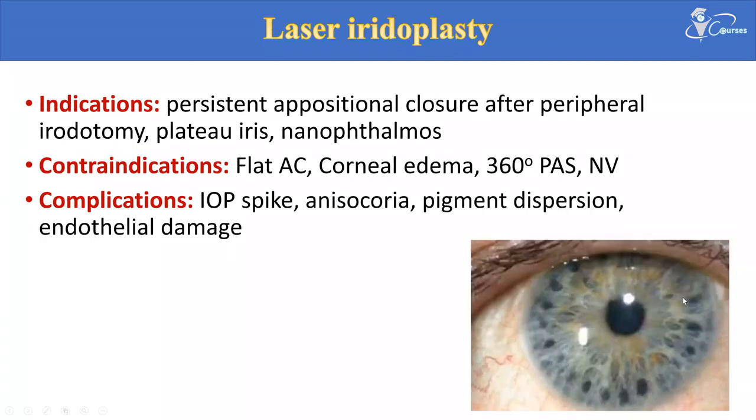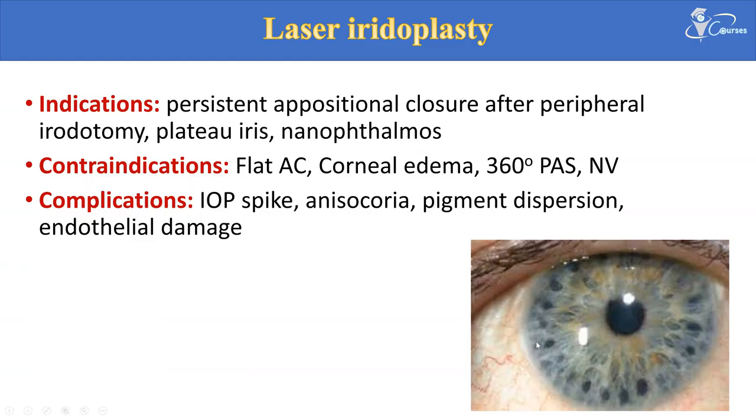Another form of laser is called laser iridoplasty. When there is apposition between the peripheral iris and the angle, we do laser iridoplasty. So if there is persistent appositional closure after peripheral iridotomy, this means that there is another mechanism rather than pupillary block. We do it mainly for plateau iris, as I told you, and nanophthalmos.